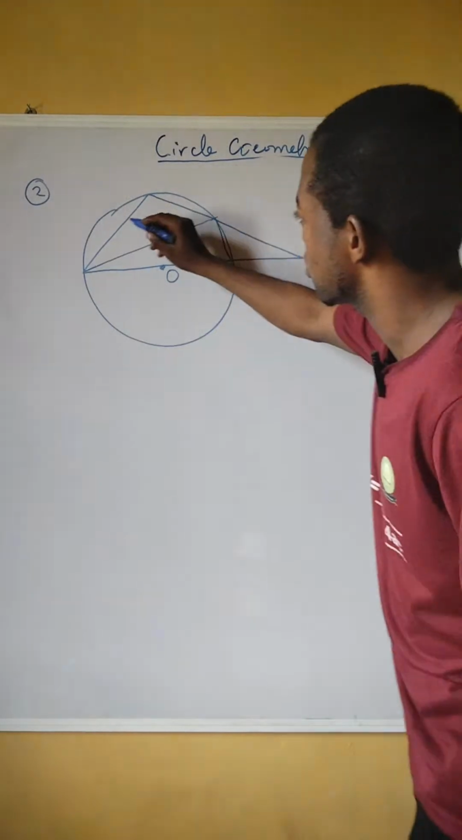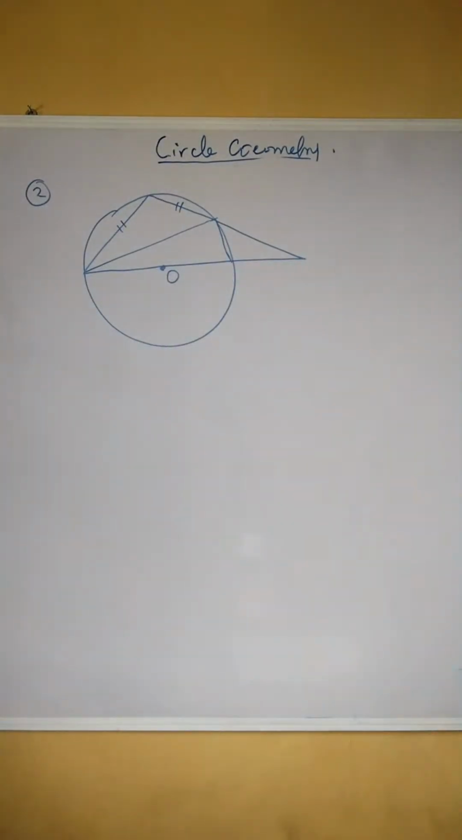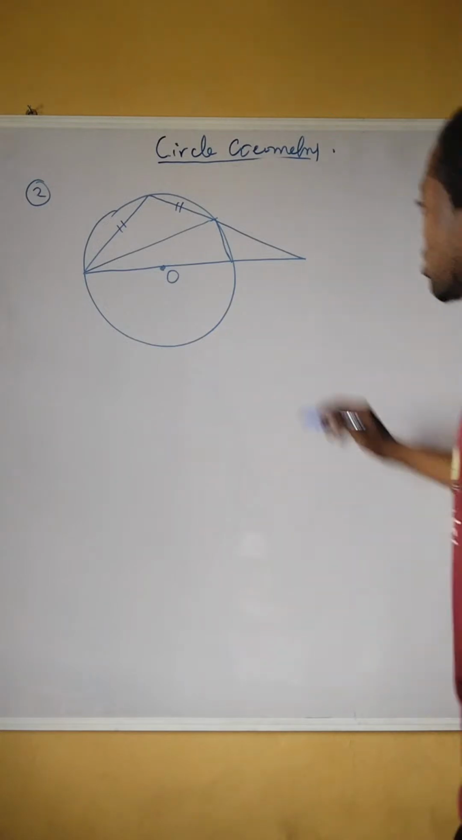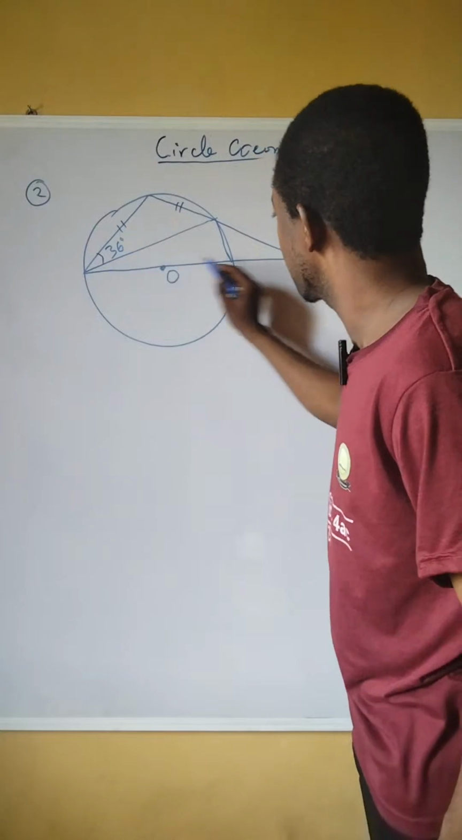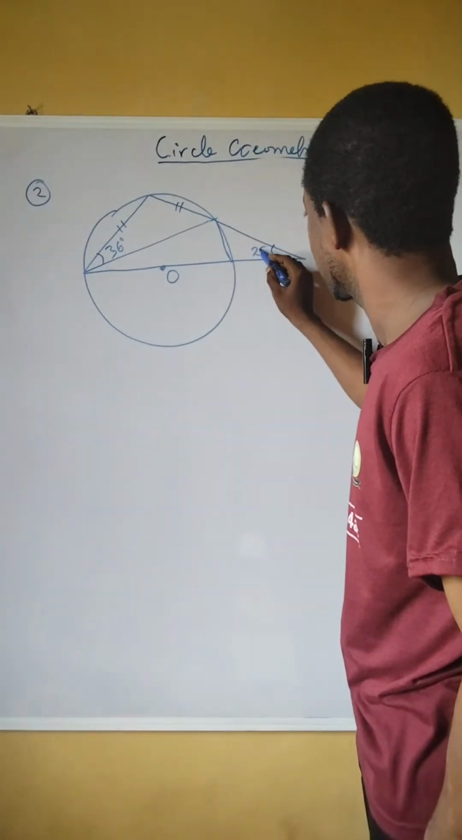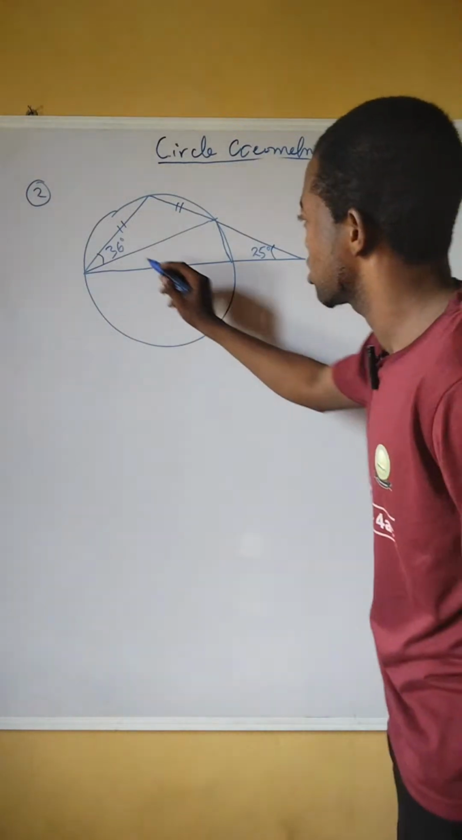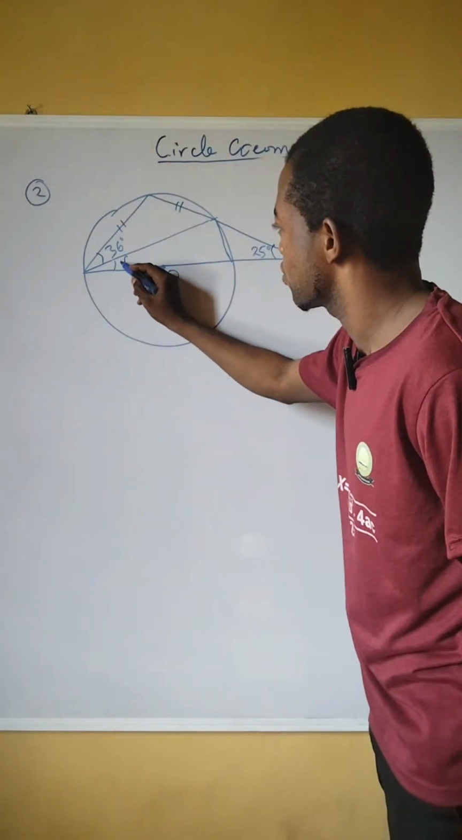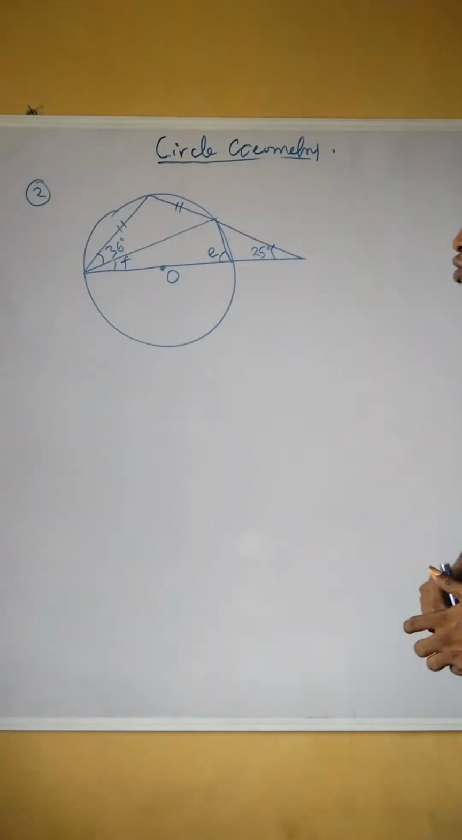And here we put the same symbol on this line, and we call this angle 36 degrees. We call this angle 25 degrees, and here we label this as F, this as E. The question says we should find angle E and F. So find the value of angle E and F.